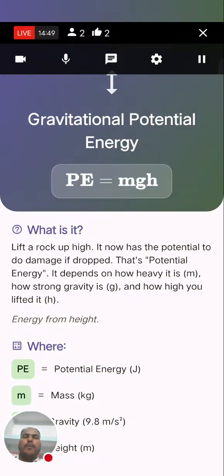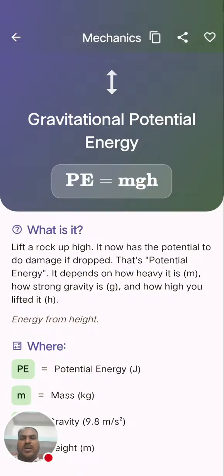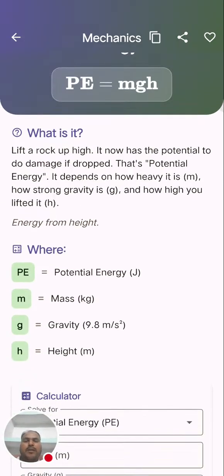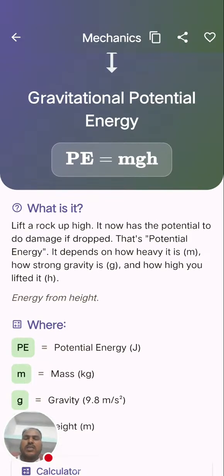So gravitational potential energy, or we can say potential energy, P equal to M into G into H, where M stands for the mass, G stands for the gravity, and H stands for the height.